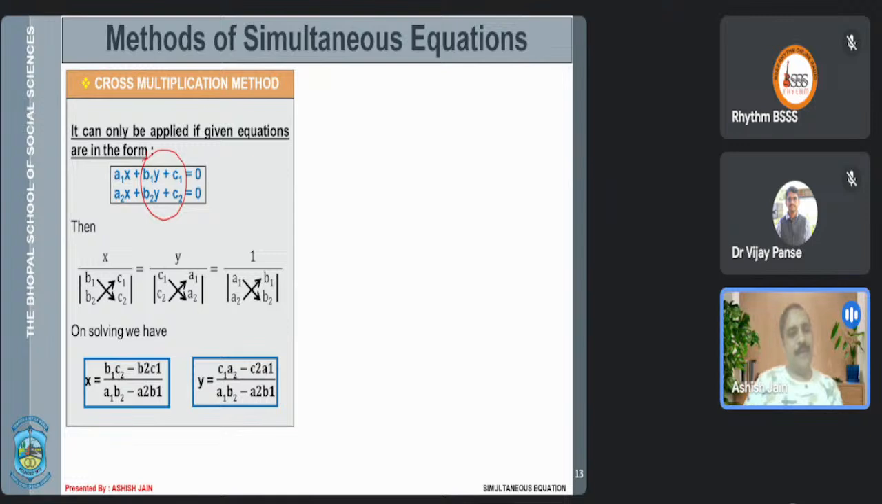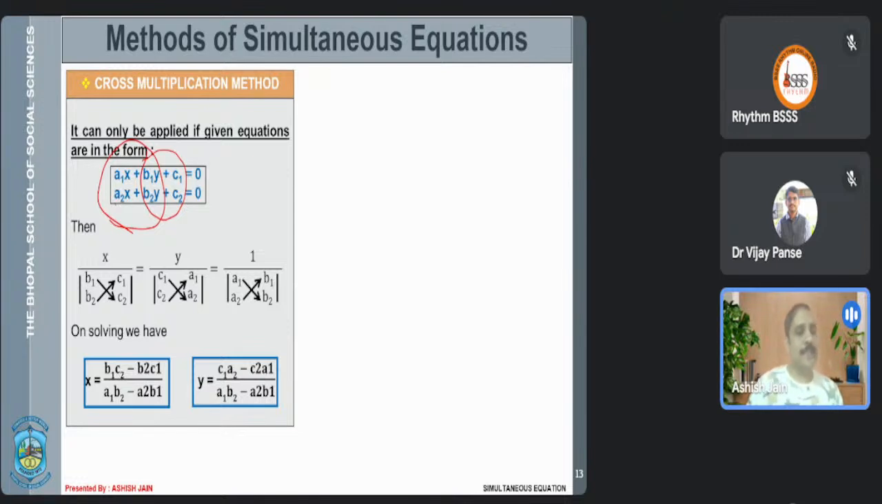If we are finding the value of y, हम c और a use करेंगे. If we are finding it for 1, that means the last part, we will use these two. Okay, so it's b1 b2 c1 c2, c1 c2 a1 a2, a1 a2 b1 b2. We put a cross like this.